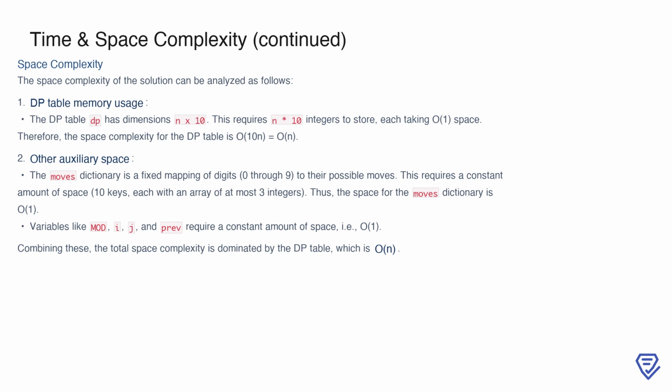Additionally, there is auxiliary space usage from the moves dictionary. This dictionary maps each digit to its possible moves and is fixed in size, as it only covers digits 0 through 9 with at most 3 moves per digit. Thus, the dictionary uses constant space, or O(1). Other auxiliary variables, such as mod, i, j, and previous, also require constant space, contributing O(1). When combined, the total space complexity is dominated by the dp table, resulting in O(n).